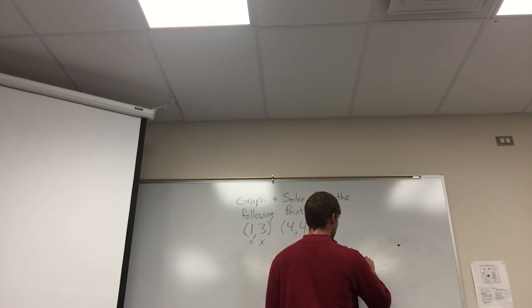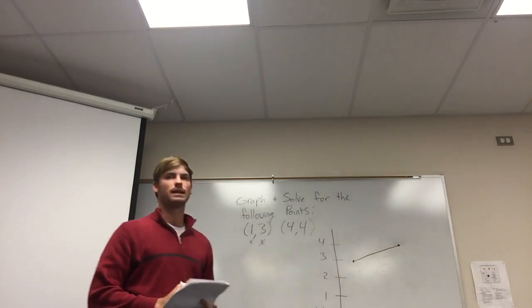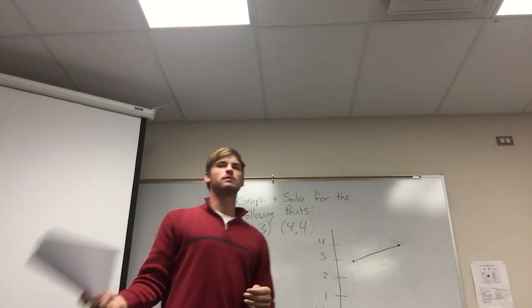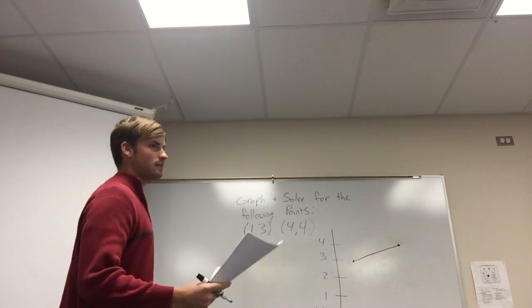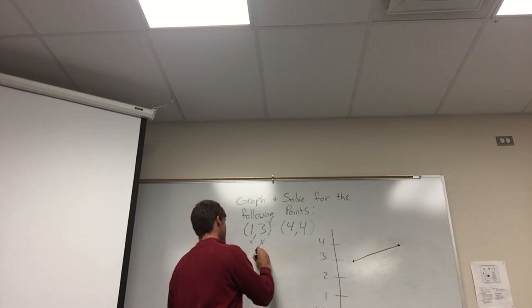Come up here, and let's just draw a line, because that's what we want to find, right? We want to find the equation of the line. So, what is our formula to find the slope of a line? Because we need that to find the standard form of the line, right? So, does anyone remember this?